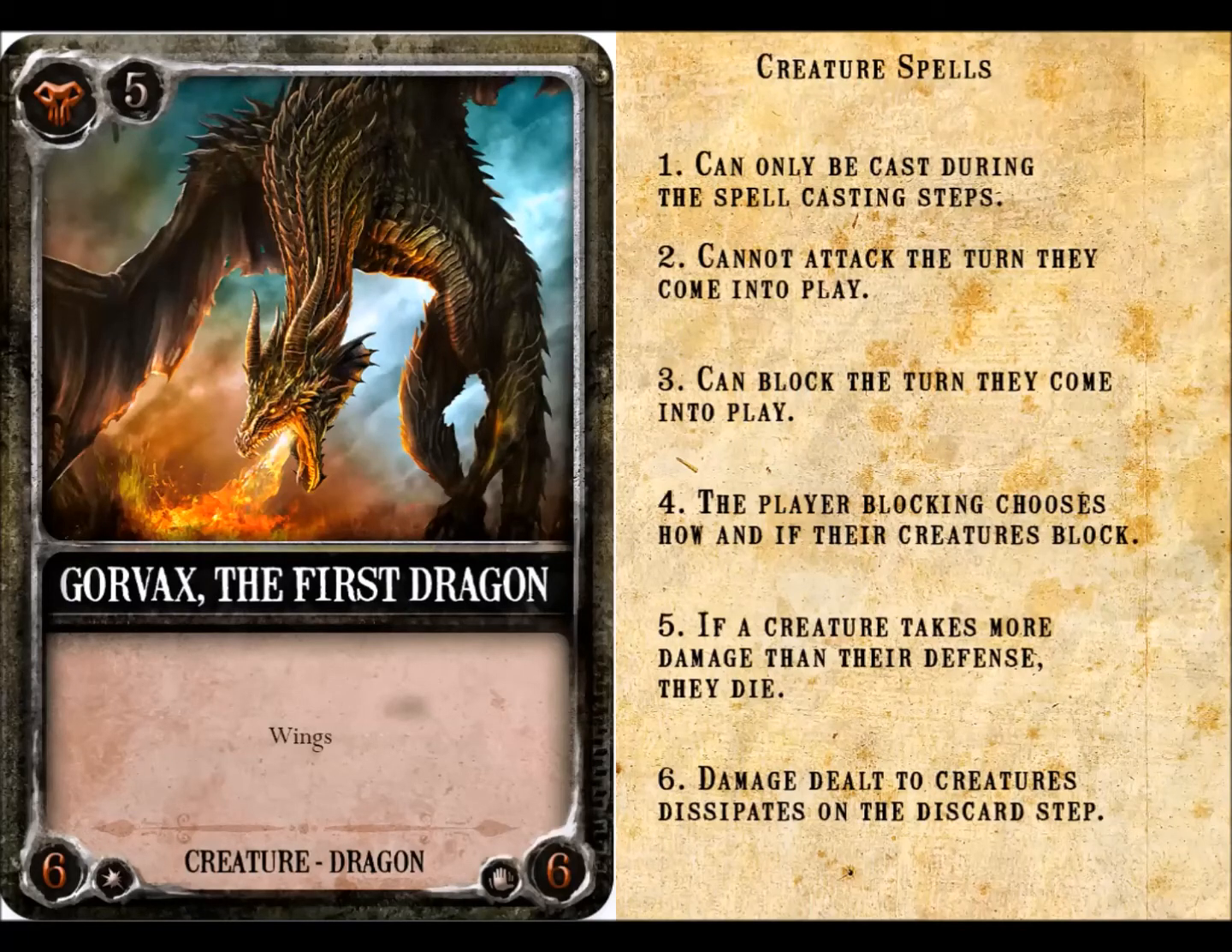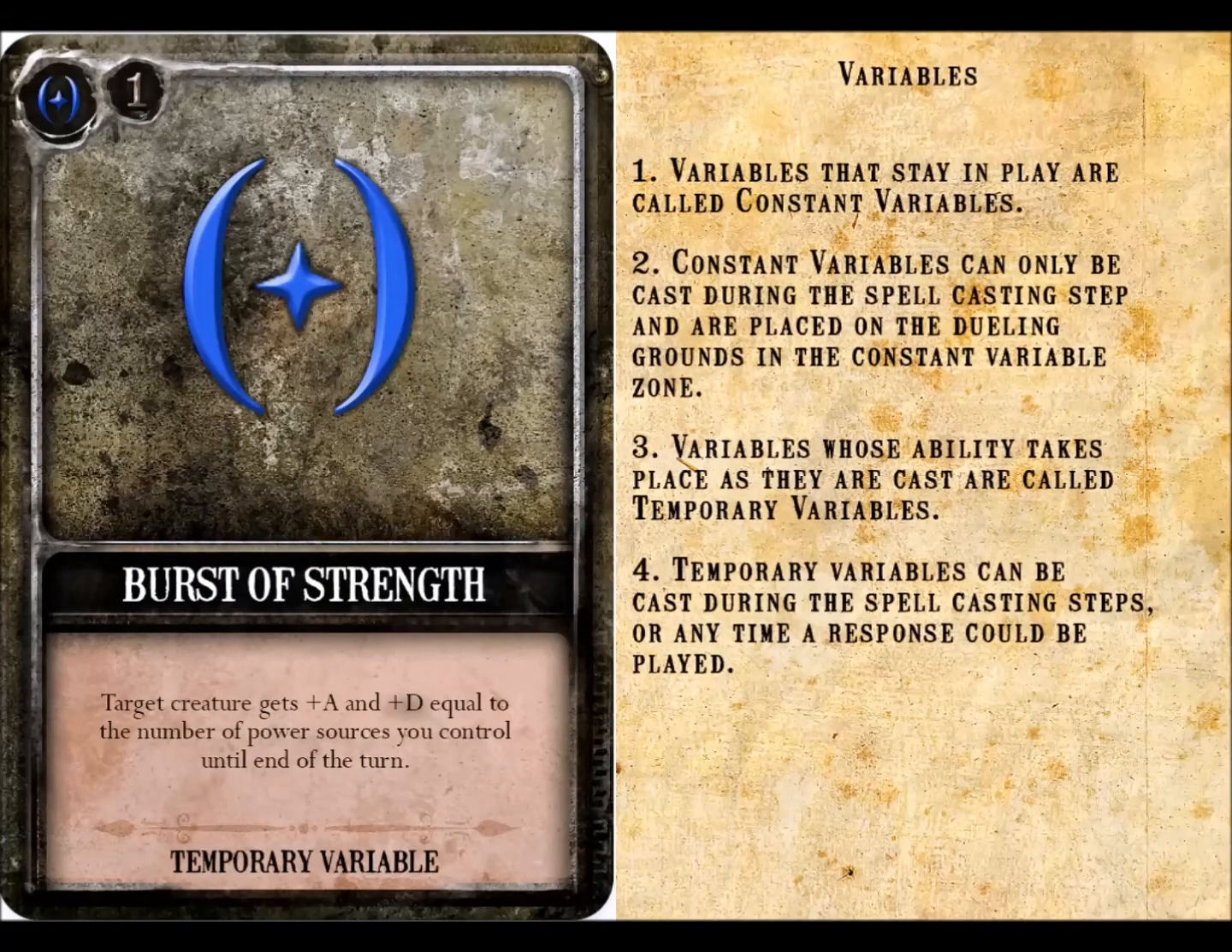Basically, the player that's blocking chooses how and if their creatures block. If a creature takes more damage than their defense, they will die. And damage that's dealt to creatures dissipates on the discard step, meaning that if the creature was not dealt lethal damage and doesn't go to the discard pile, it's going to have all of its defense again at the start of the next turn. The last kind of spell that we're going to go over are variables.